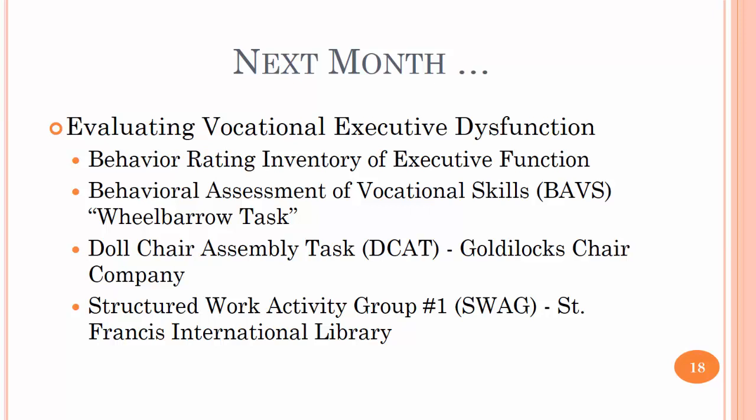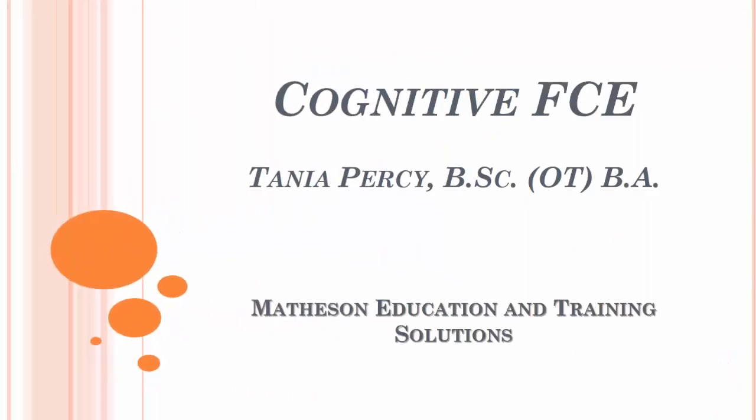I'll introduce you to the Behavior Rating Inventory of Executive Function, the Behavioral Assessment of Vocational Skills called the BAVS, which is also known as the Wheelbarrow Task, the Doll Chair Assembly Task, or DCAT, which is part of the suite of simulated work activities at the Goldilocks Chair Company, and the Structured Work Activity Group Number 1, or SWAG, that we developed at the Washington University School of Medicine Program in Occupational Therapy. SWAG 1 focuses on work activities at the St. Francis International Library.